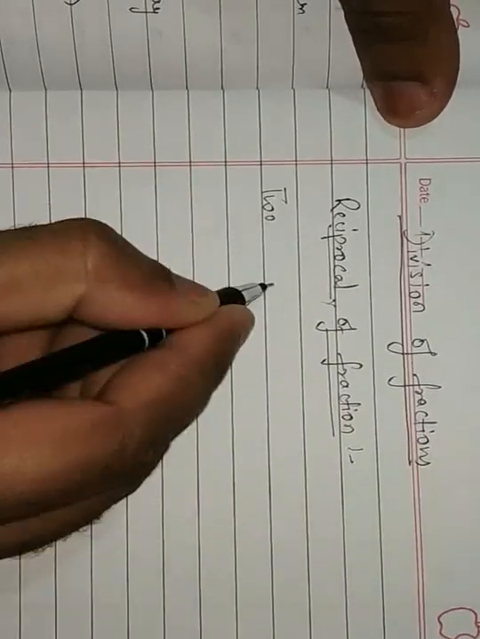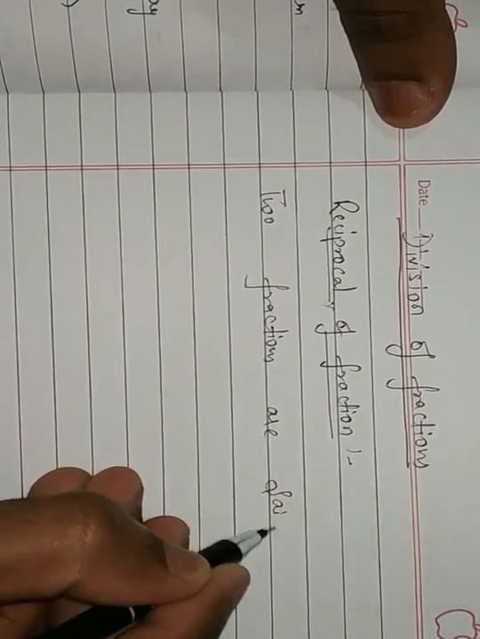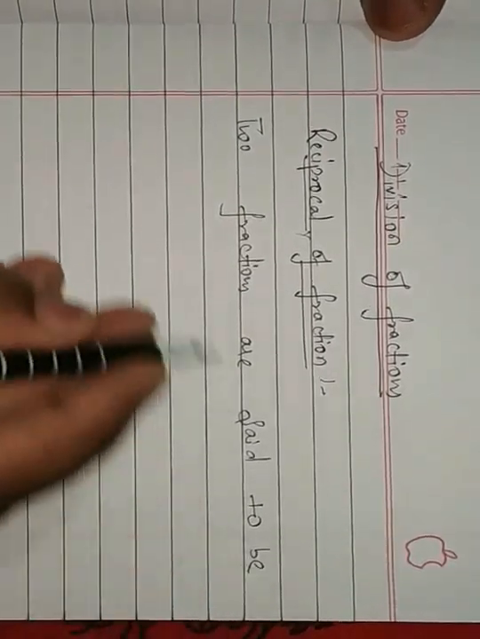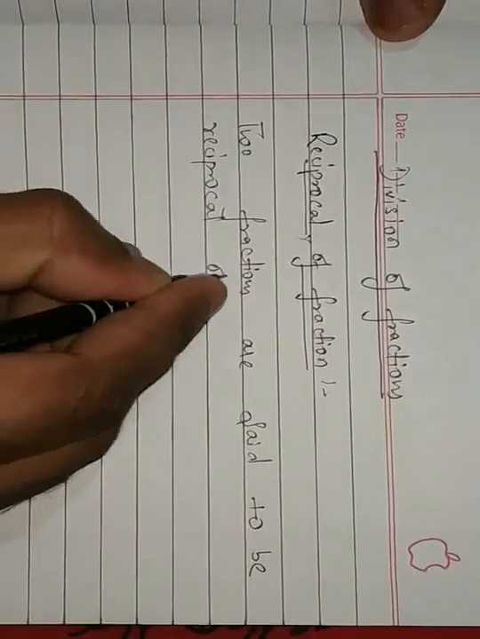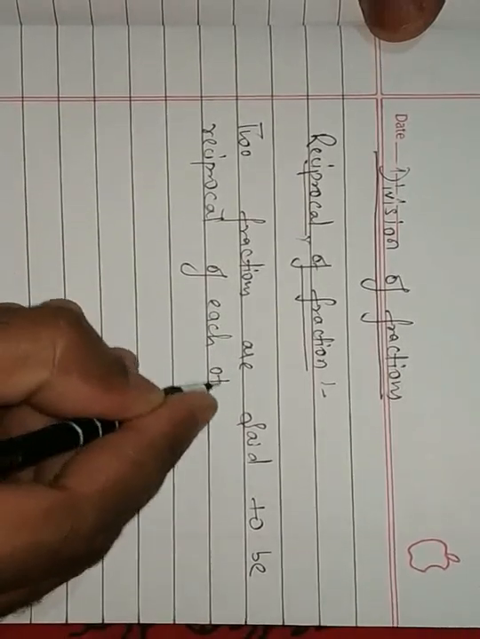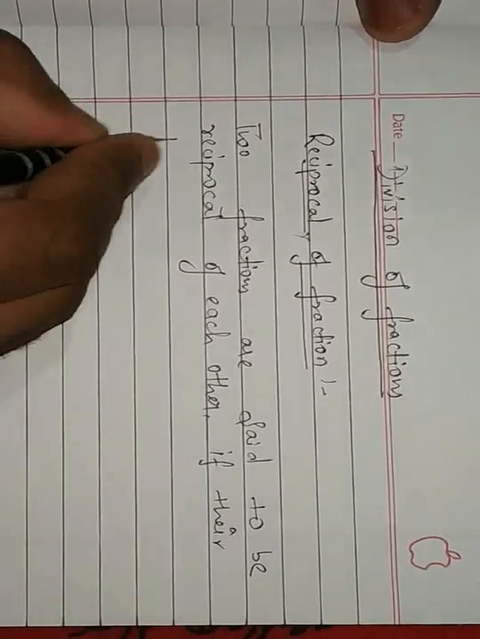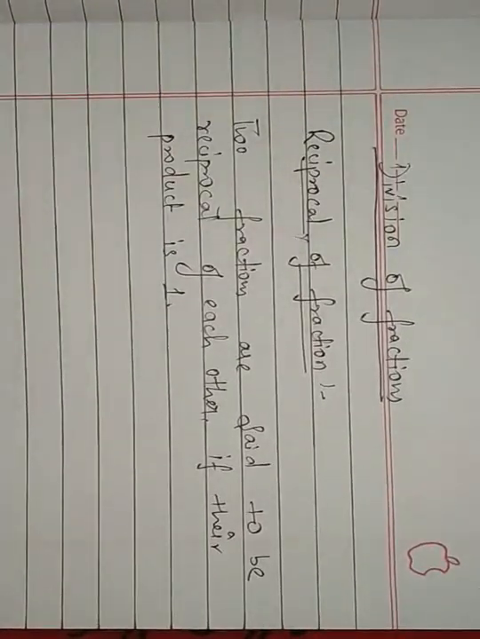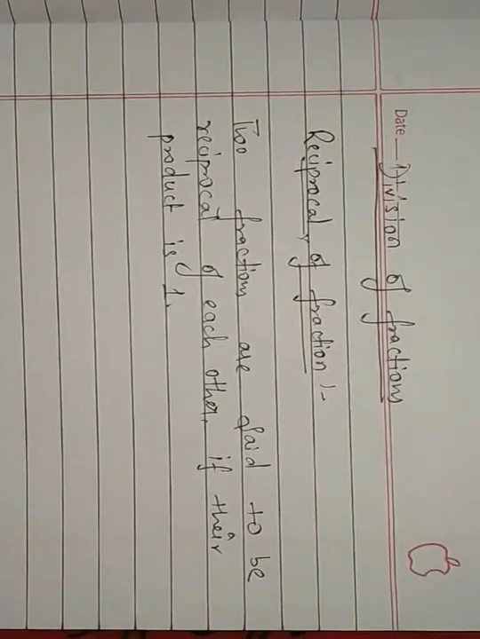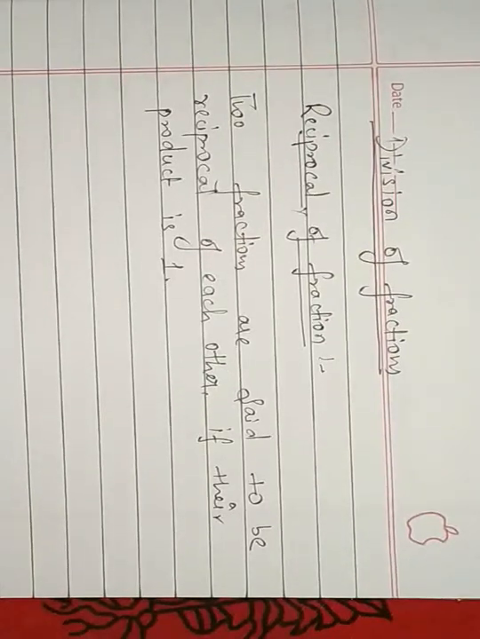Two fractions are said to be reciprocal of each other if their product is 1. What is the reciprocal of a fraction? Whenever we discuss the reciprocal of a fraction: two fractions are said to be reciprocal of each other if their product is 1.